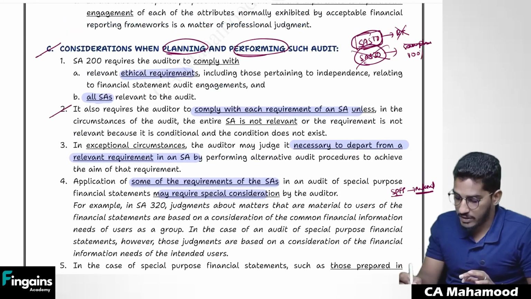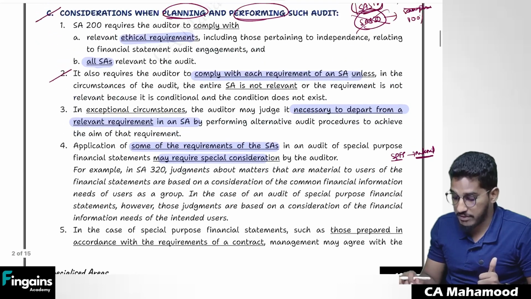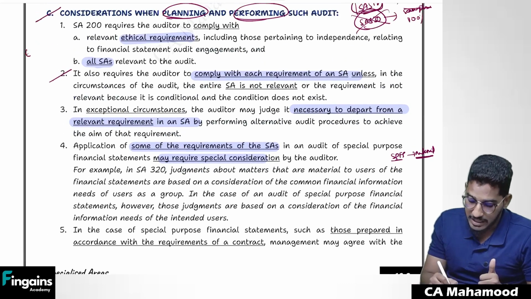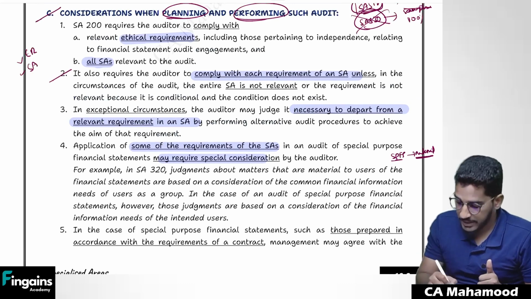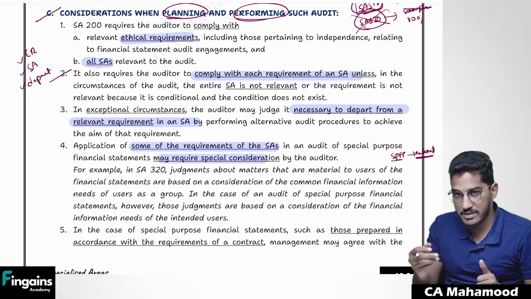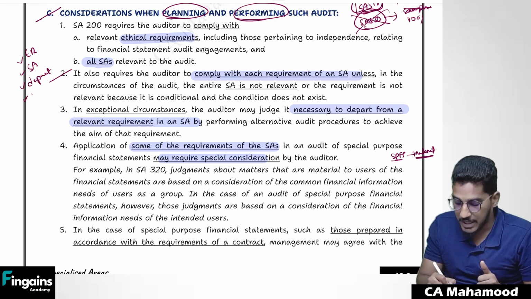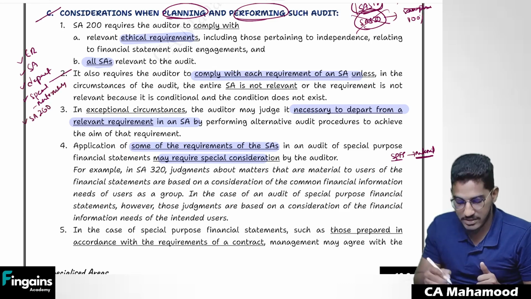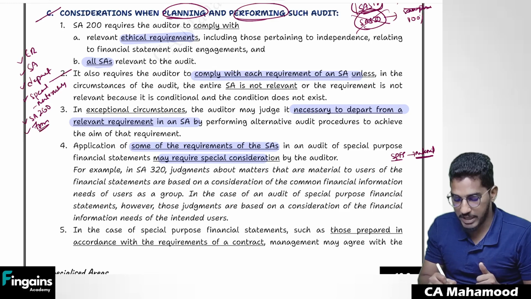Very simple. What they try to say here is what things you have to keep in mind while planning and performing the audit. Comply with ethical requirements, comply with the standards unless they are not applicable, and sometimes you might be required to depart from the standard in exceptional circumstances. Then you can depart. You have to pay some special considerations, especially determining materiality. You have to pay more attention here. You have to fulfill the requirements of SA 260, and finally when you are done with the entire audit, you have to form an opinion, and while forming that opinion, consider the requirements of SA 700.